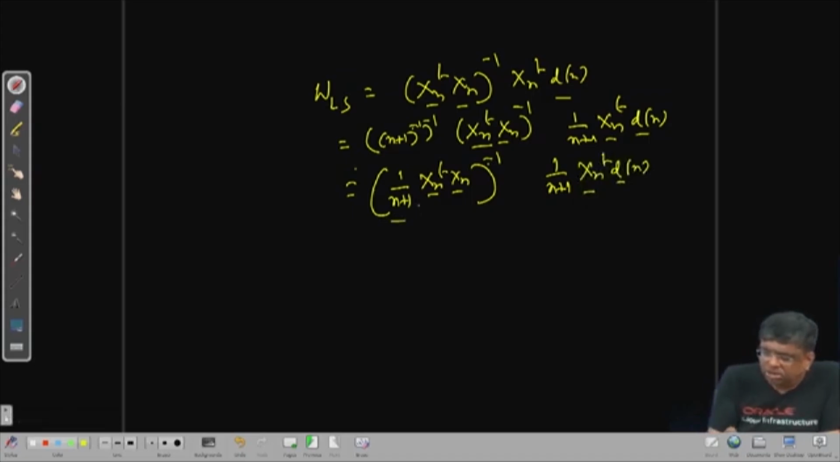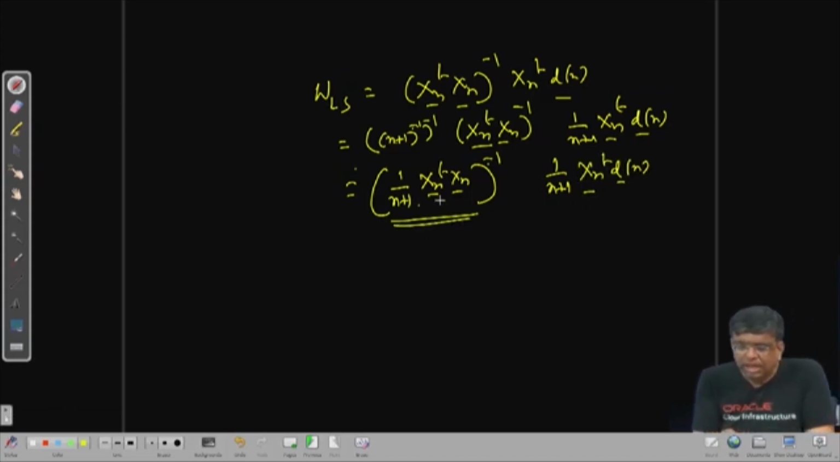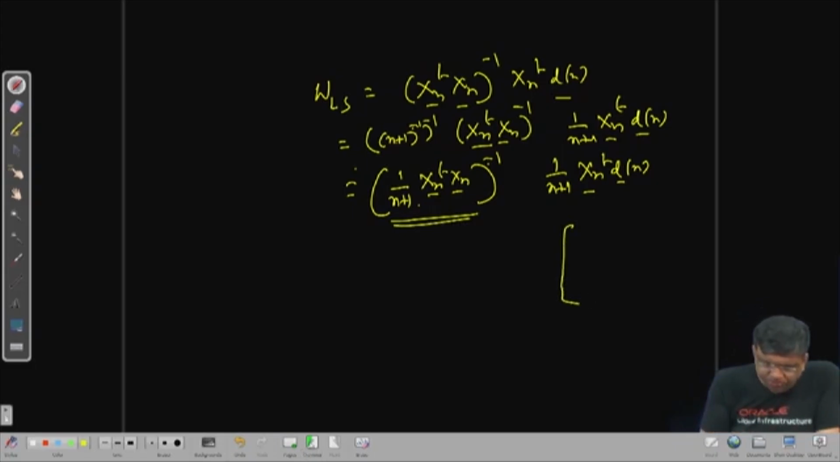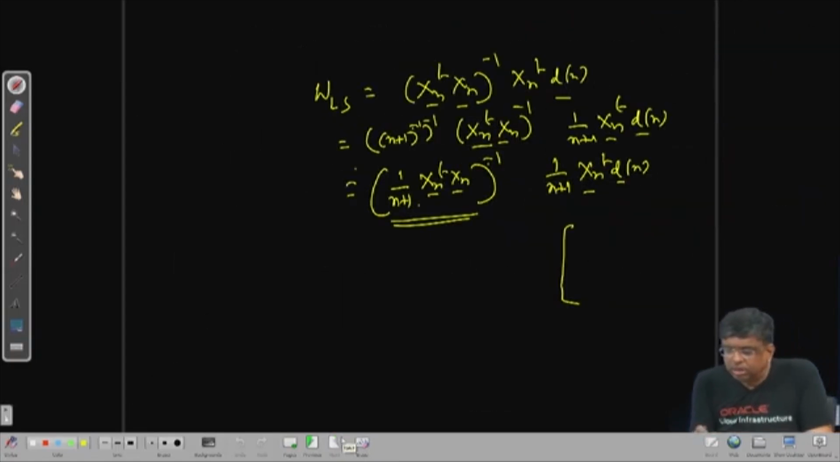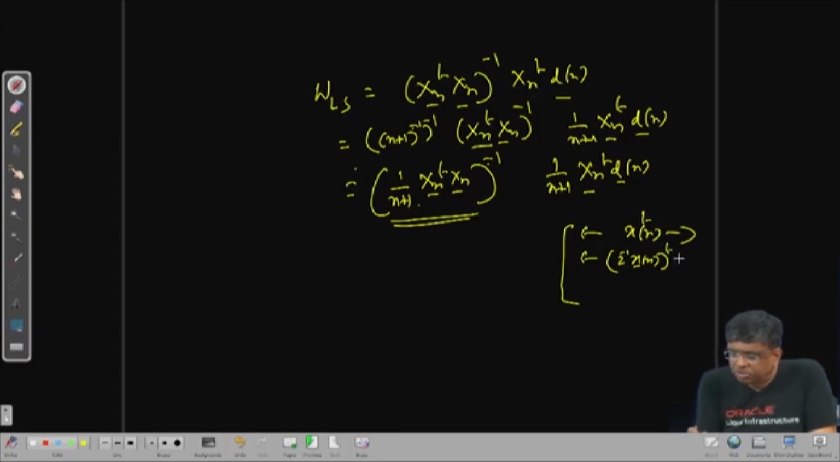Now let us see what this is. Xn, you remember this was Xn. So if it's Xn transpose, the first column will become the first row, the second column the second row, like that. So this will be, the first column was Xn, now it is Xn transpose. Then it was Z inverse Xn transpose.